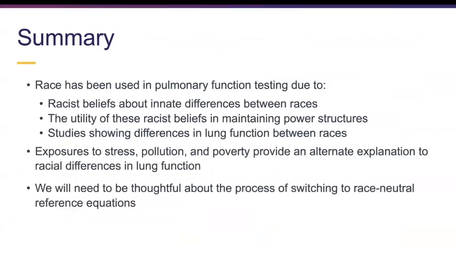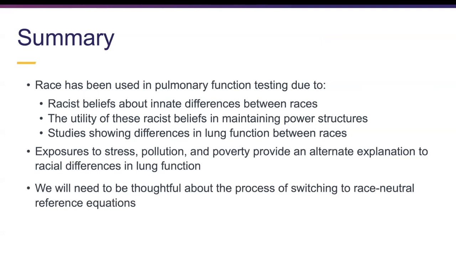In this video, we reviewed the history of pulmonary function testing. We learned that race has been used in pulmonary function testing due to both racist beliefs regarding the physiology of Black enslaved people and studies like Benjamin Gold's Survey of Soldiers in the GLI 2012. Arguments that Black people had intrinsically worse lung function were used to support slavery and argue against civil rights for Black people. We also learned that exposures to stress, pollution, and poverty might explain racial differences in lung function. These exposures differ due to structural inequalities between races.